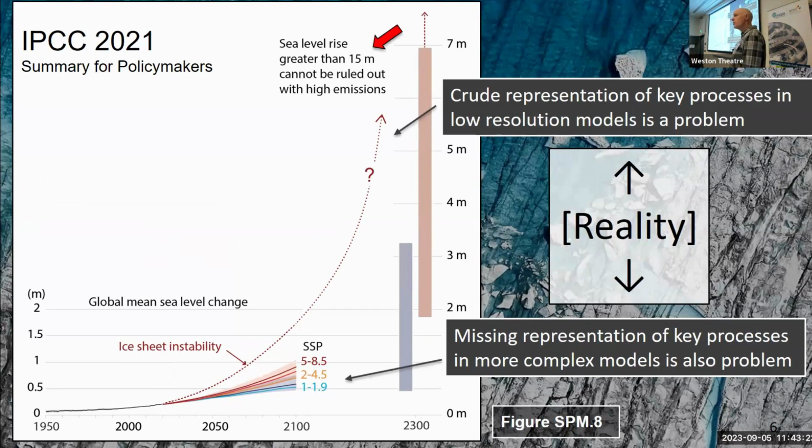But these predictions come from models that are quite coarse in resolution, with quite crude parameterization of processes. This comes from previous use in the paleo modeling community, so we're not entirely sure that we can utilize those parameterizations. However, it's also a problem that when we have really complex models, we are missing some of these parameterizations altogether, or the parameterization is not necessarily much better. So we have this reality in between what we're deeming to be likely and these high-end scenarios that we can't rule out.